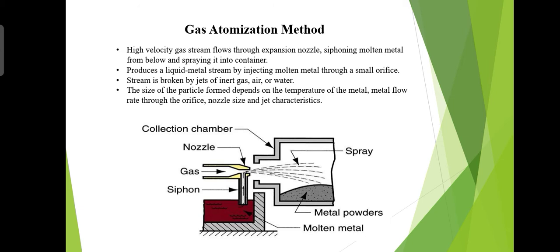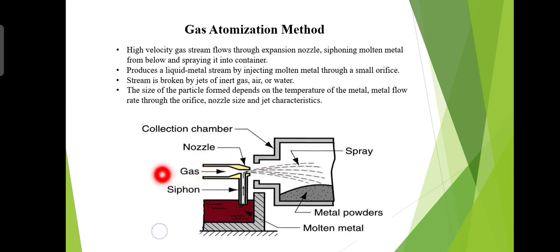The molten metal stream is disintegrated into fine droplets which solidify during their fall through the atomizing tank, and particles are collected at the bottom of the tank. These are the particles that have been collected at the bottom of the tank, and this is the collection chamber, and this one is the spraying, these are the gases.